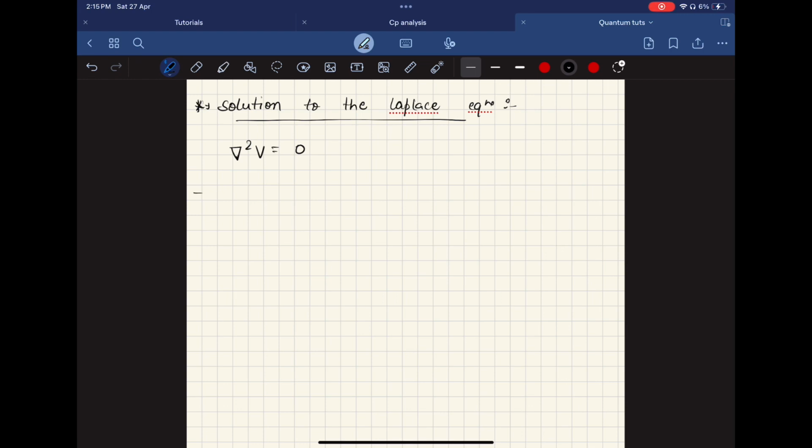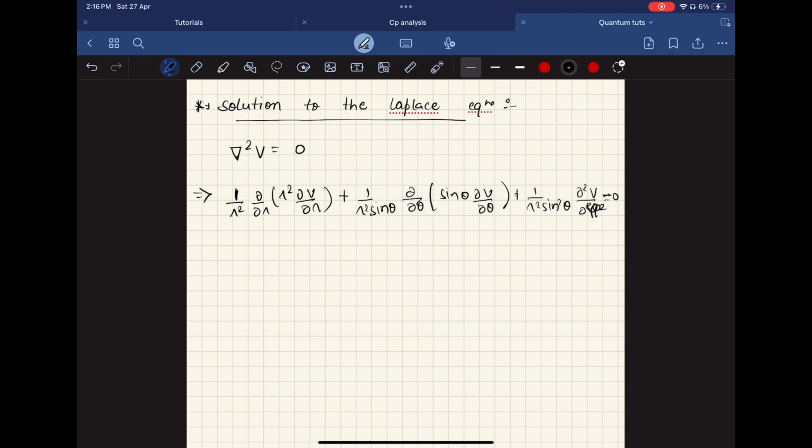In spherical coordinates, we can write it as 1 upon r square del upon del r into r square del V upon del r, plus 1 upon r square sine theta del by del theta into sine theta del V by del theta, plus 1 upon r square sine square theta del square V upon del phi square, equals 0.